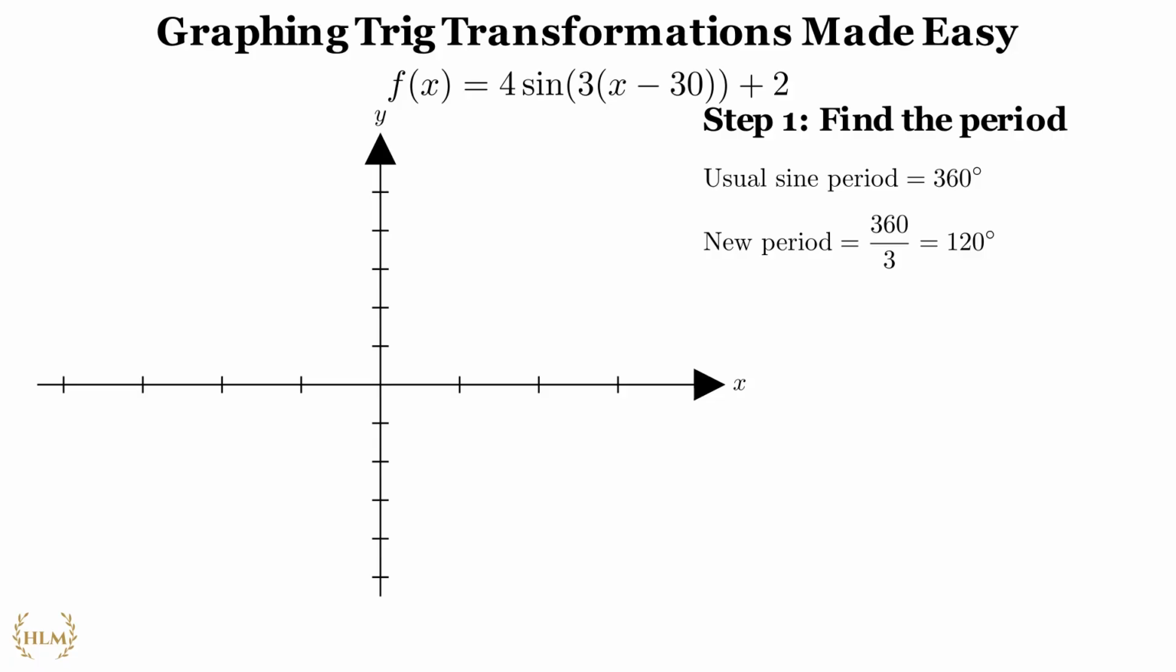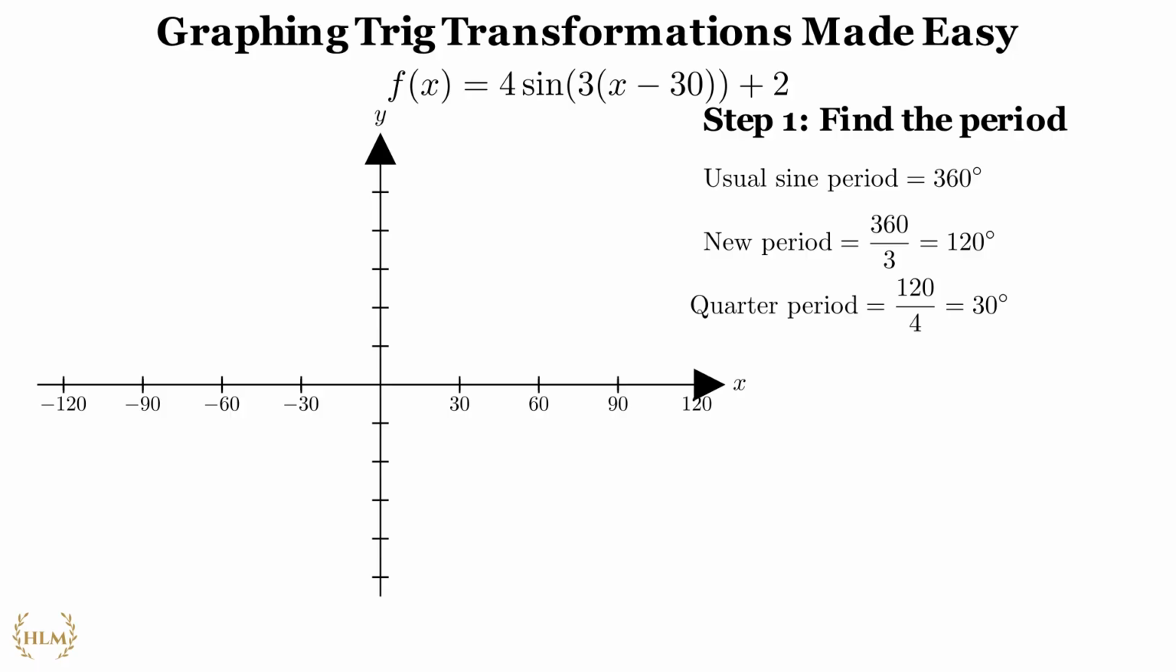So the usual sine period is 360 degrees, and all you have to do is divide that by the number in the brackets, 3, because that's the horizontal compression, which changes the period. It's a stretch if it's a number between 0 and 1, or between -1 and 0. So dividing 360 by 3 gives you 120, meaning the full cycle is 120.